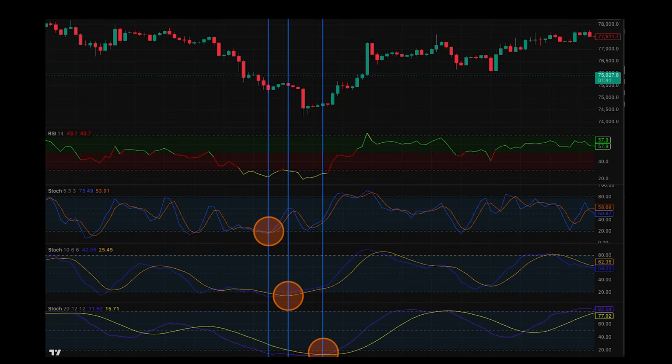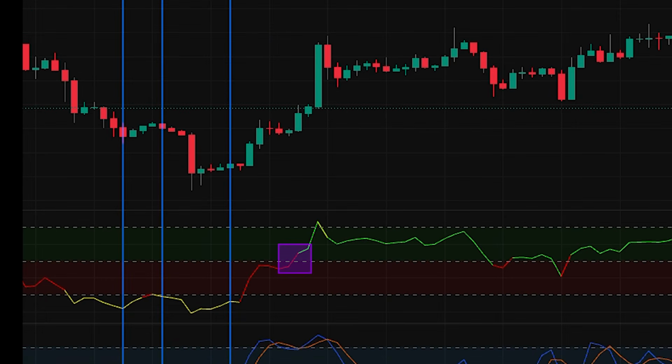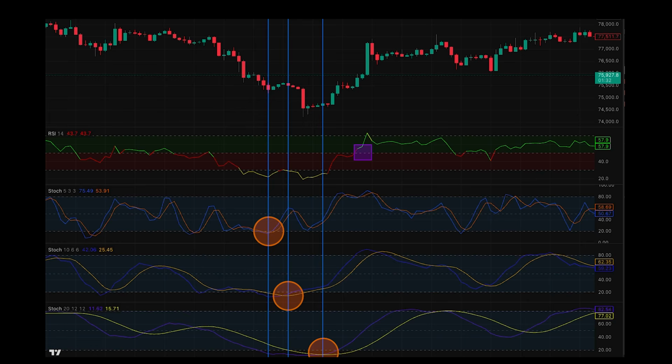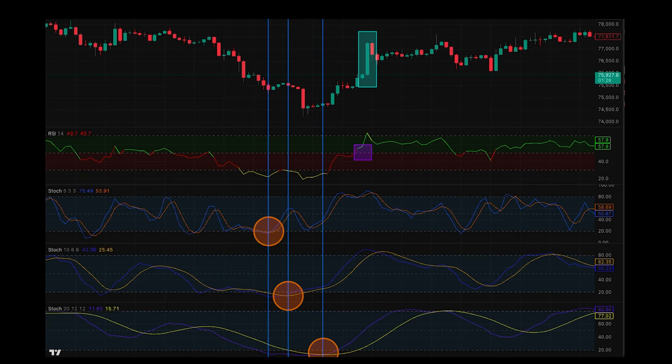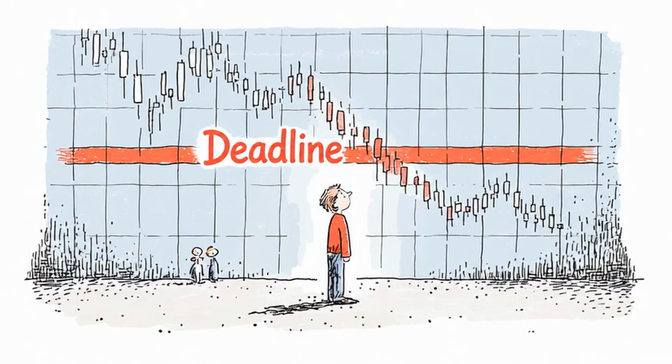Let's take another look. We entered the trade, and it's moving exactly as expected. RSI starts crossing the midpoint toward the opposite side. So what do we do here? We start preparing to take profits. And if we get a big candle here, even better. This one was lucky. Take the profits and get out clean. But what if it doesn't go as planned?